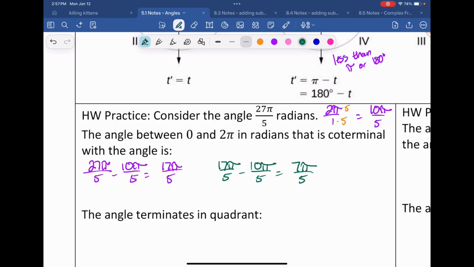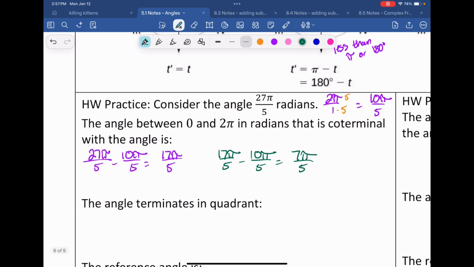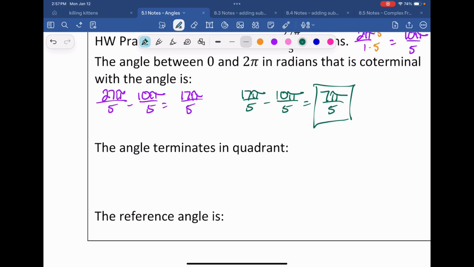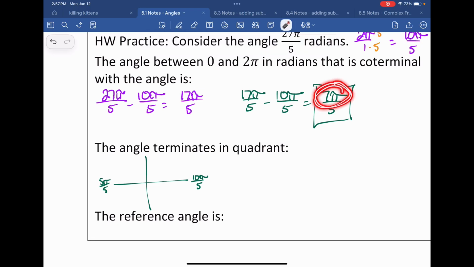All right, so now we're at 7 pi over 5. Okay? Is that between 0 and 2 pi? Yeah, because 7 pi is less than 10 pi. Well, here's our coterminal angle. All right, so I'm going to figure out its quadrant. So it's 7 pi over 5, so 10 pi over 5 is here. We got 5 pi over 5 here. If I'm trying to figure out where 7 pi over 5 is, I can see that 7 is bigger than 5, so I know it's somewhere down here. I just have to figure out where.